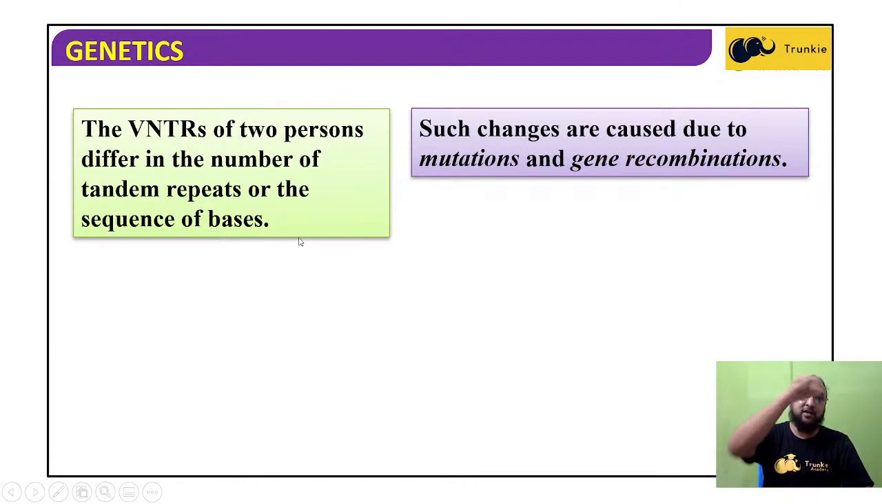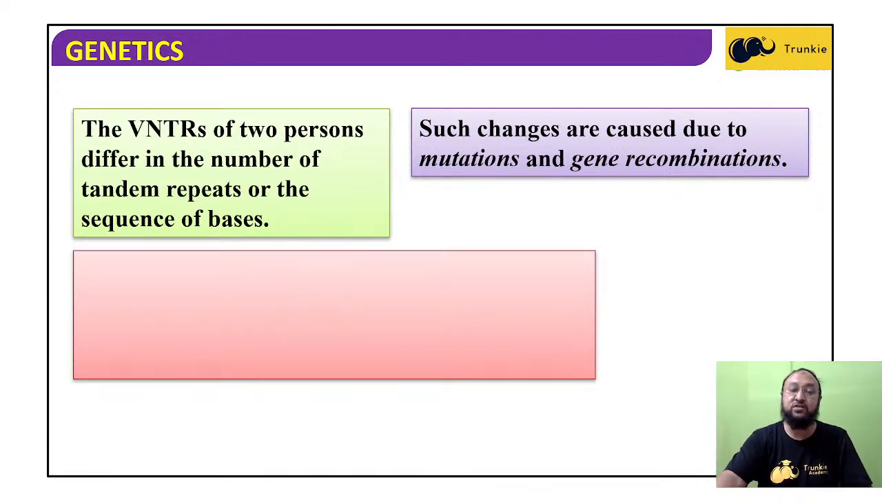That sequence arrangement is different in every individual. Such changes are caused due to mutation and gene recombination. Why is the repetition different in different individuals? The sequence may be the same, and the repetition may be different. Why does it change? This is because of recombination. When people get married and reproduction takes place, there is mixing of the genes. Recombination takes place, and also mutations cause changes in the gene.